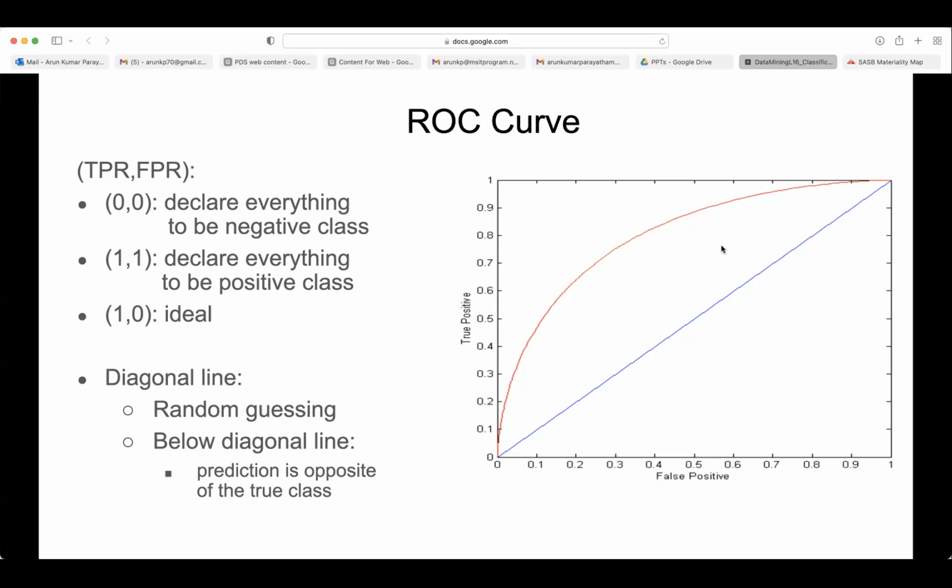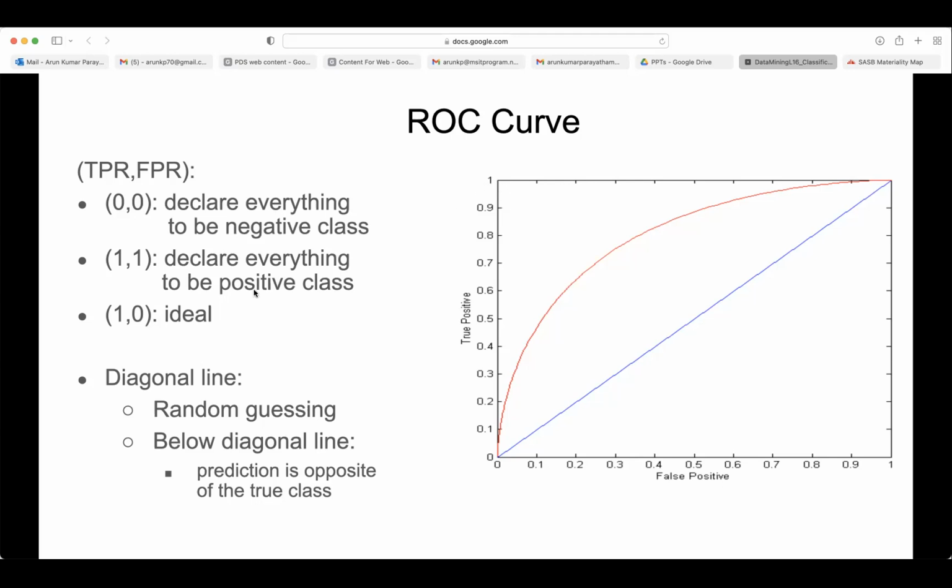What is the ideal case in this graph? Which point will show us the ideal case? False positives should be 0. True positives should be 1. It means this corner, right? The left upper corner is the value we want. If an algorithm gives false positives 0 and true positives 100%, that is this left corner.